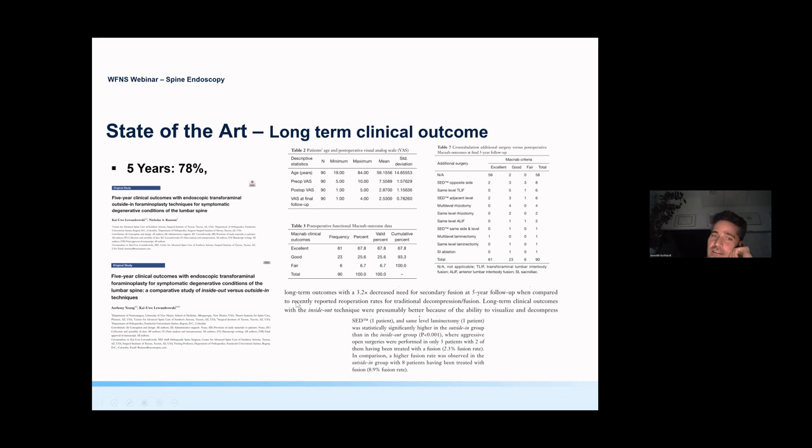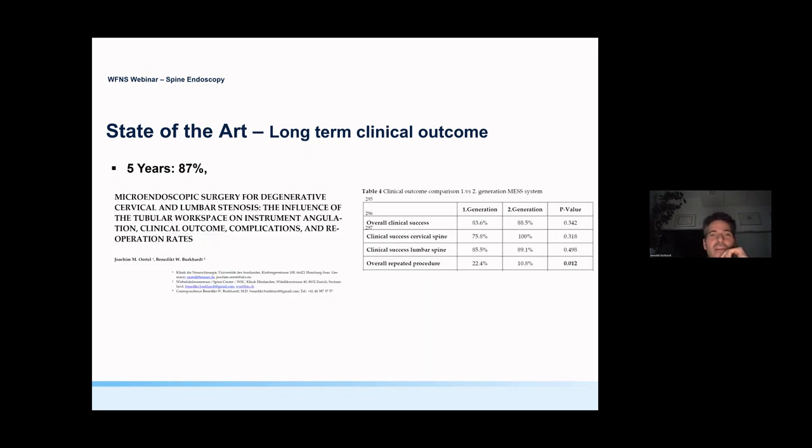Also, this study from Kai Lewandowski compared the inside-out and the outside-in technique. And with the inside-out technique, at least in their group, they had fewer reoperations compared to the outside-in technique, where they might sacrifice a bit too much of the joint. At least that's what the data in their group showed us.